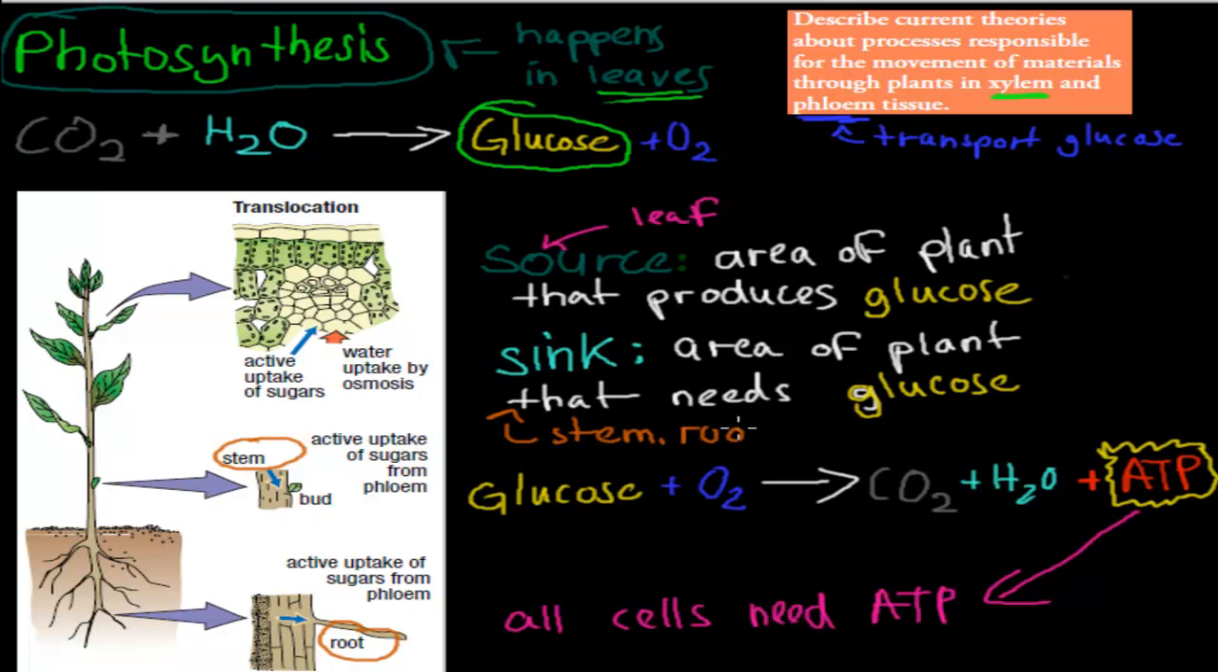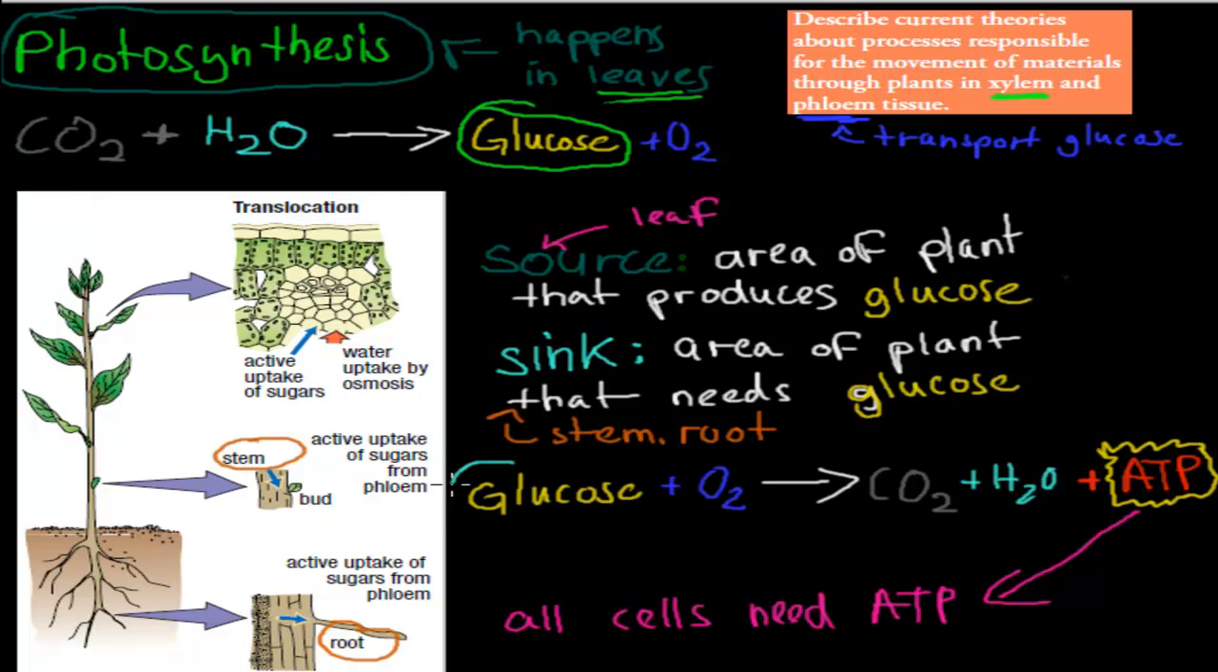All of these have cells too. And if you remember again, this is cellular respiration. It doesn't only happen in animals, it also happens in plants. Cellular respiration is glucose plus oxygen going into CO2, water, and ATP, and we need that ATP for all kinds of things, and all cells need ATP, right? So that's why we need to make sure we get glucose from our leaves to the rest of the plant's body.